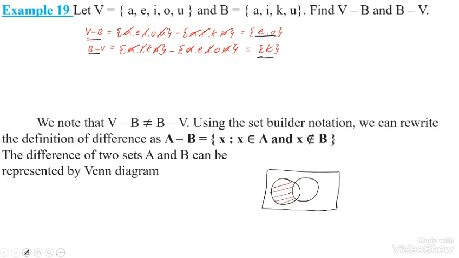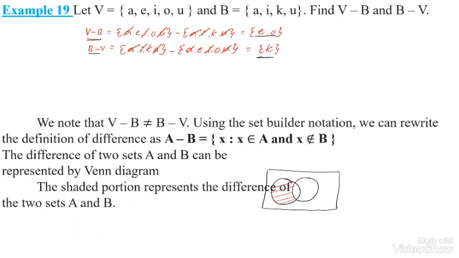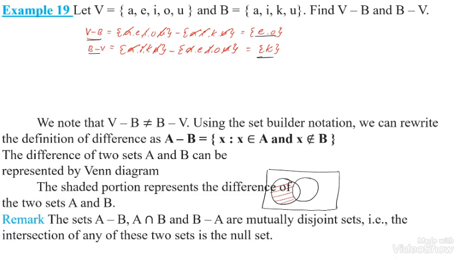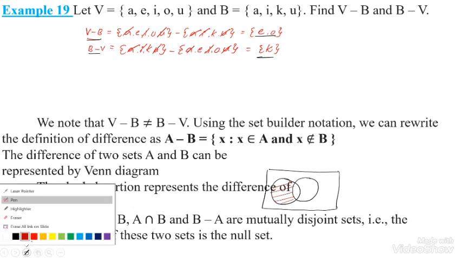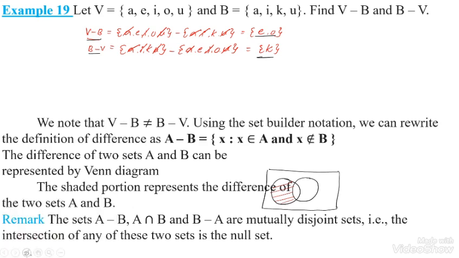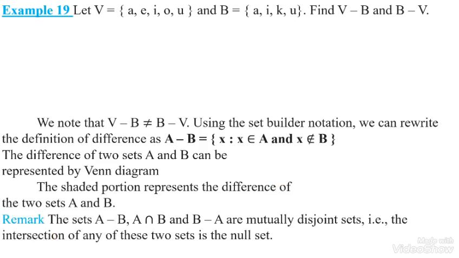Now let us move on to the concept. There is one remark here. The sets A minus B, A intersection B, and B minus A are mutually disjoint sets. That is, the intersection of any two of these sets is the null set. We have to check these three results based on this example.